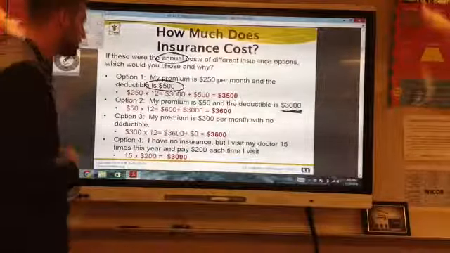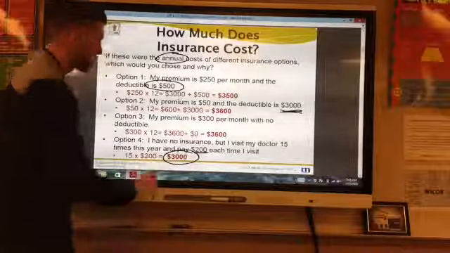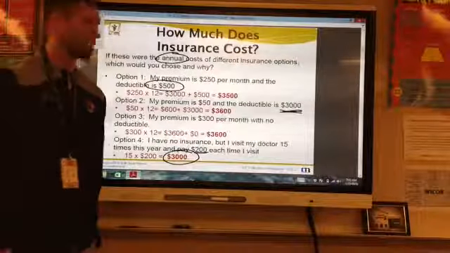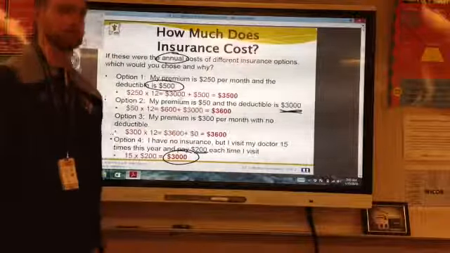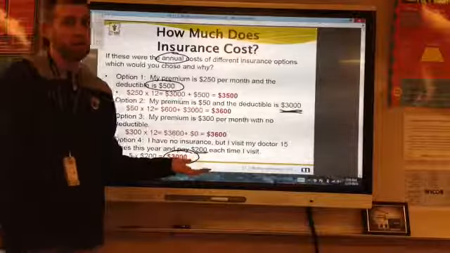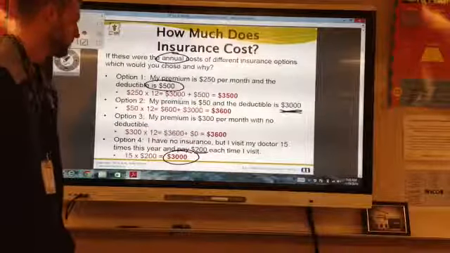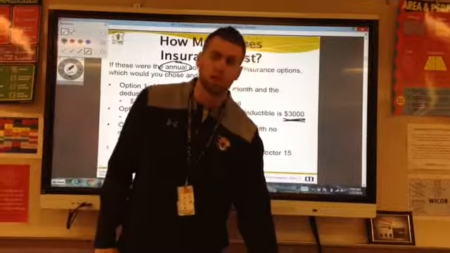And then option four, if we visit 15 times a year, pay $200. In this situation, granted there's no big time car accidents or surgeries that you would need, the cheapest option would be option four, and that would be not having insurance. So just a little warm up to get your brains thinking about premiums and deductibles.